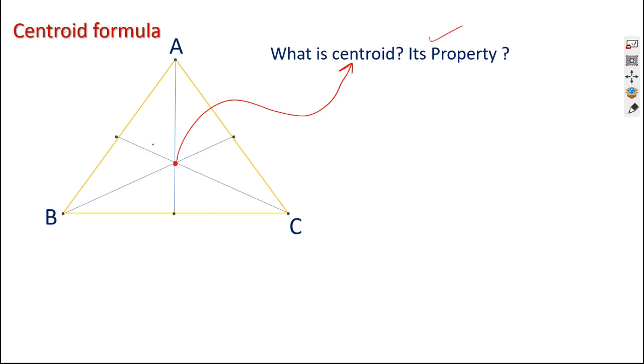What is its property? Take the segments of the triangle ABC, say D, E or F, such as AD. The centroid divides it in the ratio 2:1. It is not equal, it is a ratio. The segment connecting a vertex to the midpoint of the opposite side is divided by the centroid in the ratio 2:1. So if the centroid is given, the ratio is 2:1. Understood? This is what you should remember.